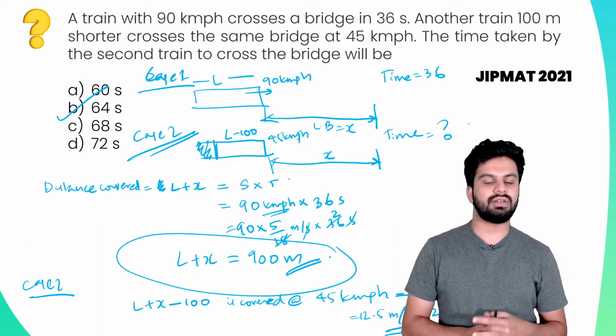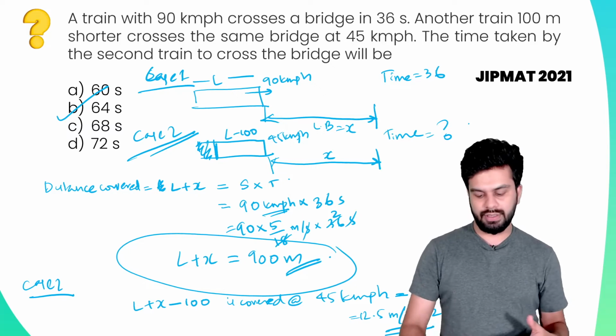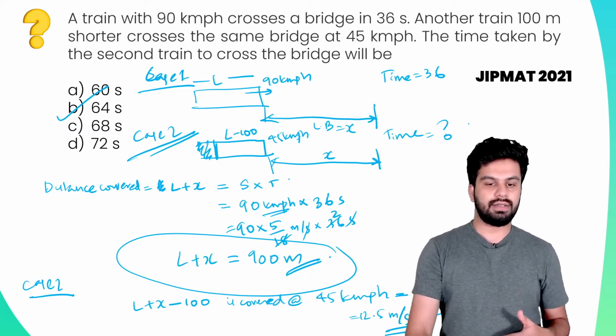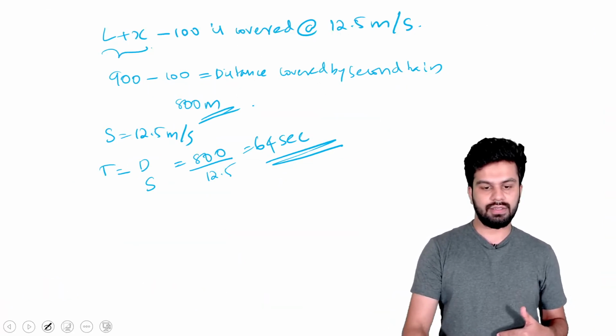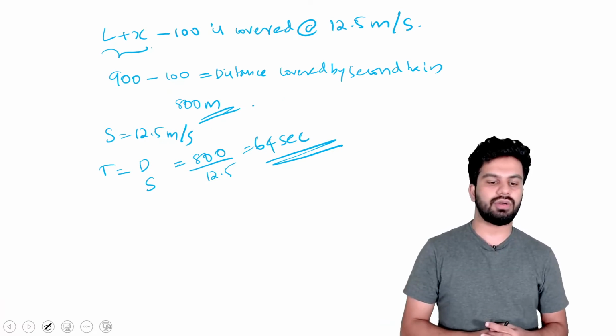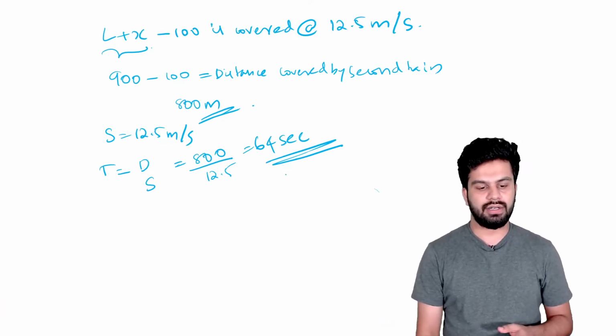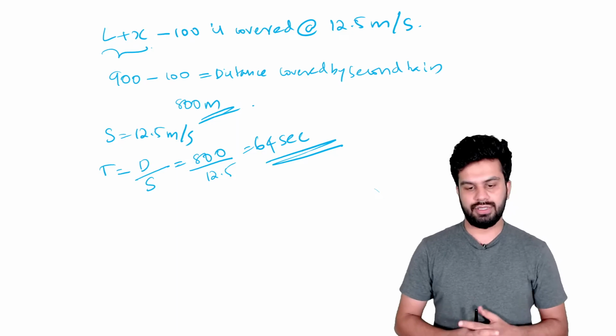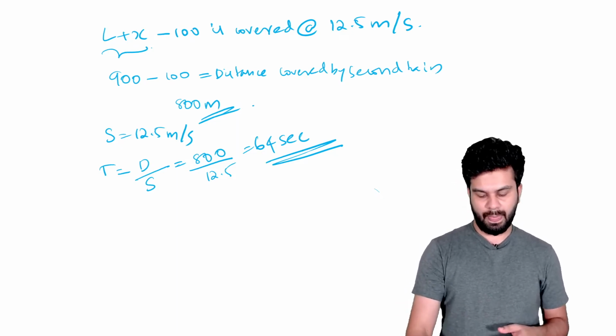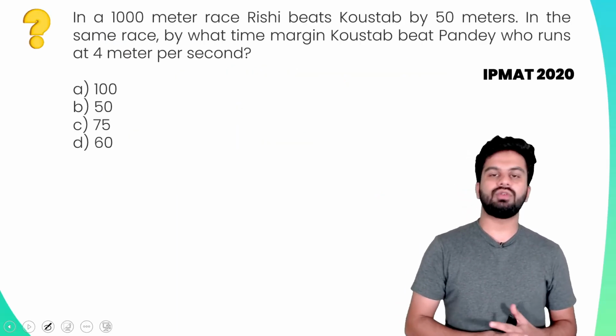അത് സബ്സ്റ്റിറ്റ്യൂട്ട്, അത് നമ്മൾ ഇനീഷ്യലി കണ്ടുപിടിക്കുന്നു, എന്നിട്ട് അത് സബ്സ്റ്റിറ്റ്യൂട്ട് ചെയ്തിട്ട് സെക്കൻഡ് കേസിലെ distance കണ്ടുപിടിക്കുന്നു, and from there we would be able to find out the total time which is taken by the second train to pass the same bridge, okay, which is equal to 64 seconds. So with that we'll move on to the next problem.